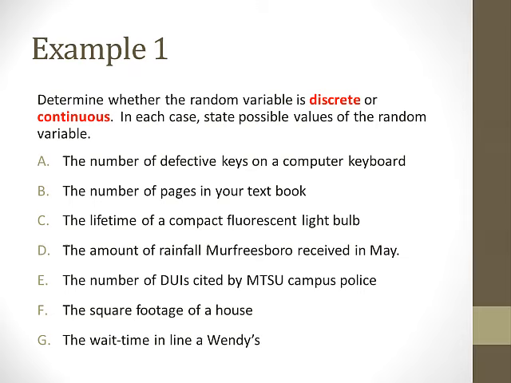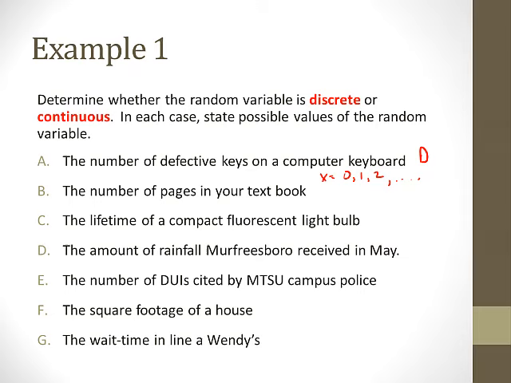Okay, so let's determine whether the random variable is discrete or continuous, and in each case let's state some possible values of the random variable. Okay, so A, the number of defective keys on a keyboard. What do you think? Think in your head: if it's something that we can physically count, we're going to make it discrete. If it's more of a measure of something, it can be continuous. So the number of defective keys on a keyboard is certainly discrete. I'm just going to use a D for discrete. And some examples here: 0, 1, 2. Sometimes I'll put an X equals. Those are some possible values we could have.